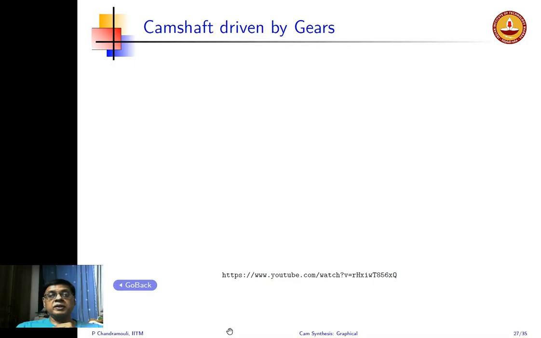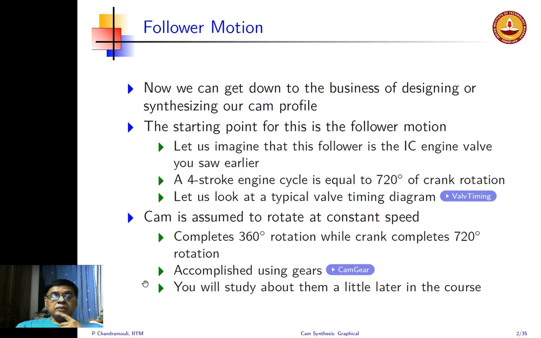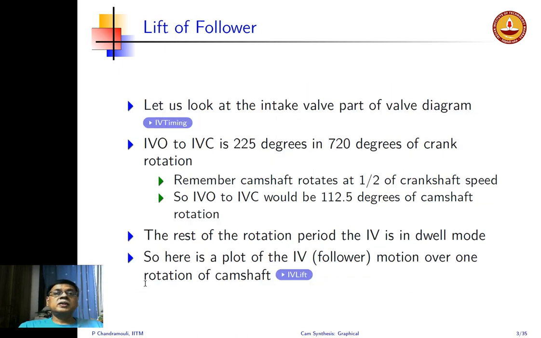Okay, let's go back here. We will see this a little bit later. The gear system, Dr. Abhijit will talk about that.